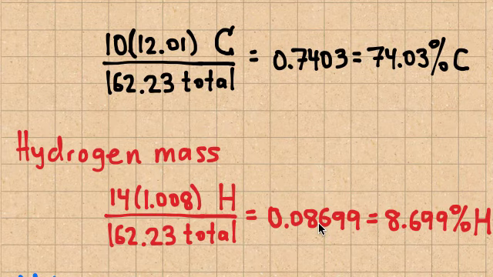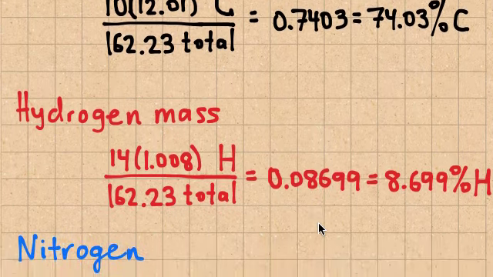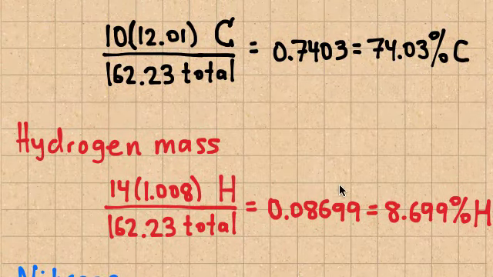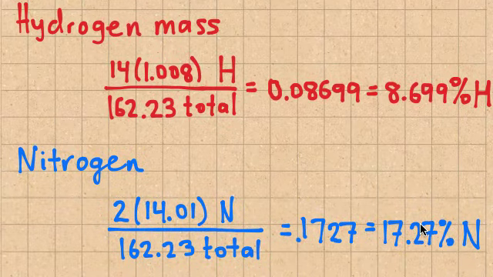Percents are out of 100, so I move the decimal 2 places. Nitrogen must be the remainder, so by that I mean, if I added up this plus this and subtracted from 100, I should find 17.27, or you can just divide 2 nitrogens by the total mass.